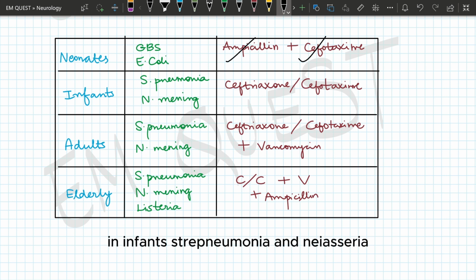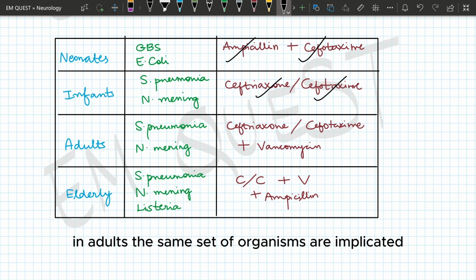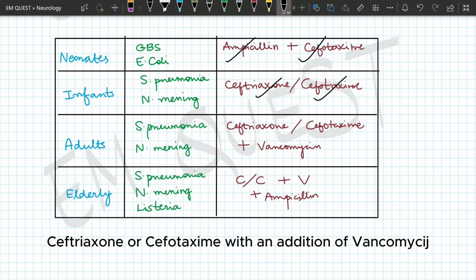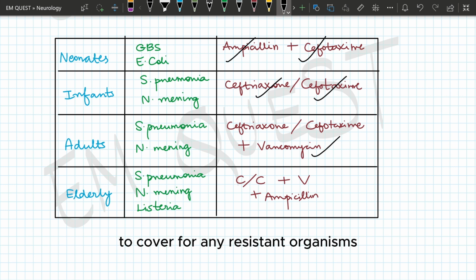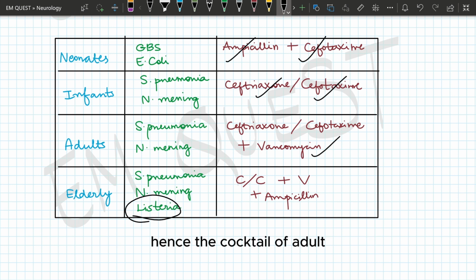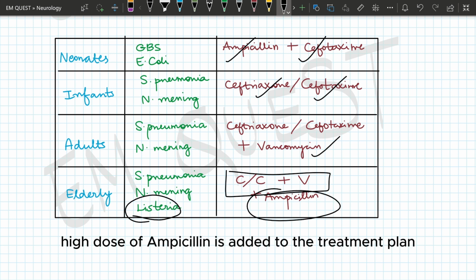In infants, Strep pneumoniae and Neisseria meningitidis are the most prevalent organisms, and hence we go for either ceftriaxone or cefotaxime. In adults, the same set of organisms are implicated, and once again we go for the same cocktail of either ceftriaxone or cefotaxime with an addition of vancomycin to cover for any resistant organisms. In the elderly, because Listeria gets added to the worrying set of organisms, the cocktail of adult plus high-dose ampicillin is added to the treatment plan.